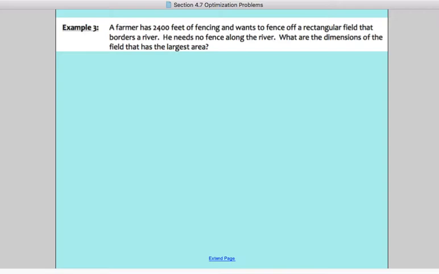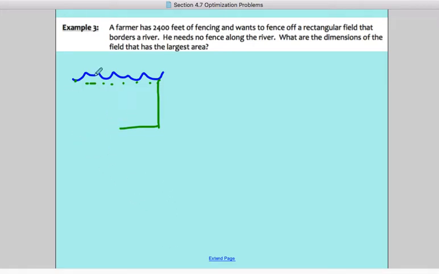So we have a farmer. They have 2,400 feet of fencing and want to fence off a rectangular field that borders a river. Okay, so we got a river. So basically there's a straight line across here. He needs no fencing along the river. So really I only need fencing here, here, and here. What are the dimensions of the field that has the largest area?